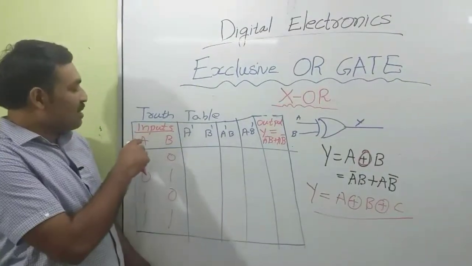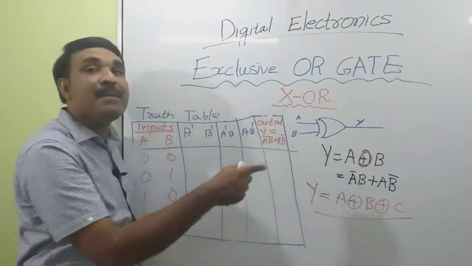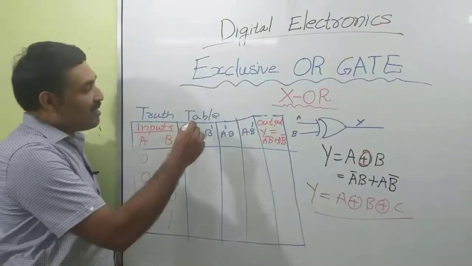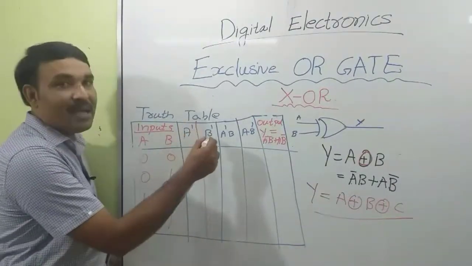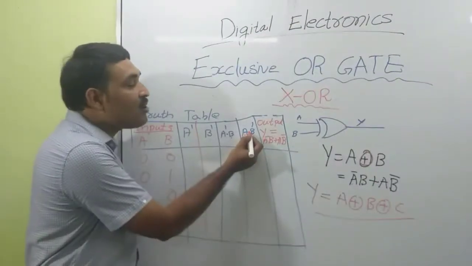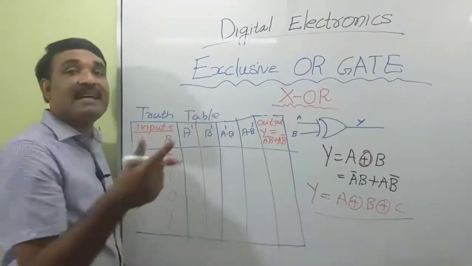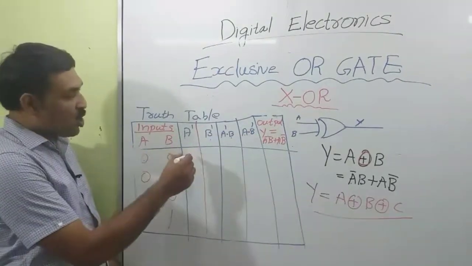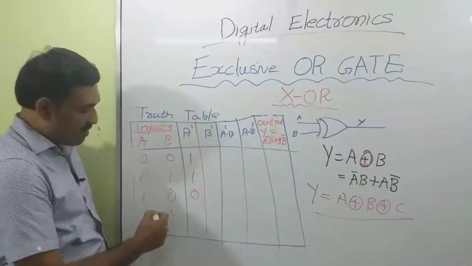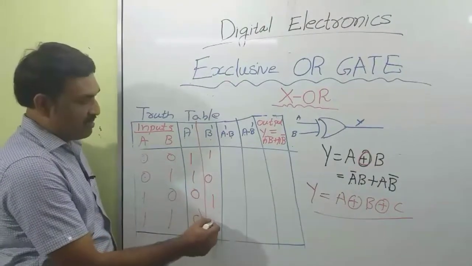So here the inputs are A B and output Y is equal to A complement B plus A B complement. For better realization, I am drawing 4 more columns. Here A complement, B complement, that is A complement dot B, here A dot B complement. So Y is the union of these two terms. Okay. So 0, 0 complement 1. Then 0, 1, 1, 0, 1, 0. Then here B complement 1, 0, 1, 0.